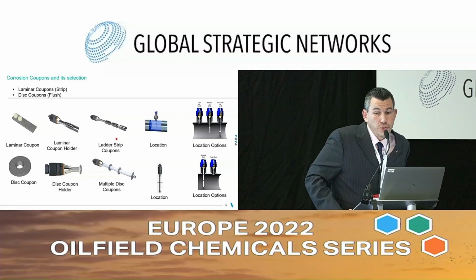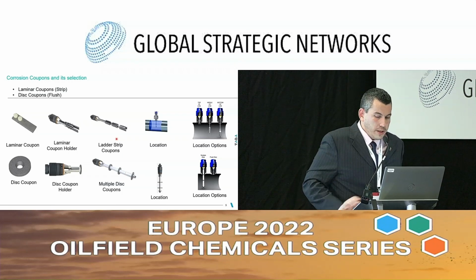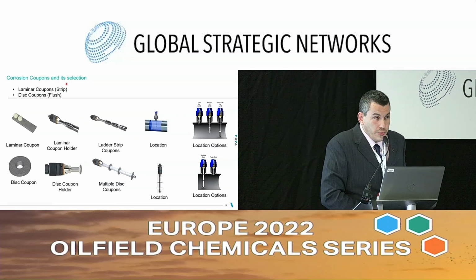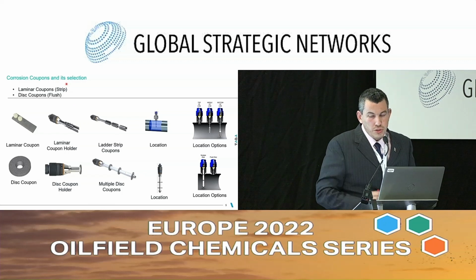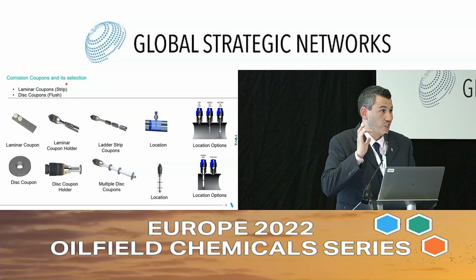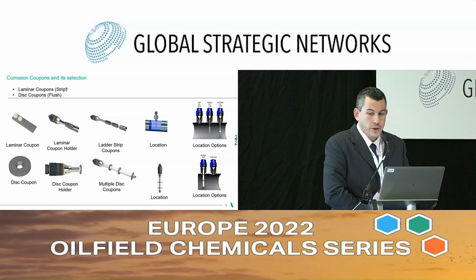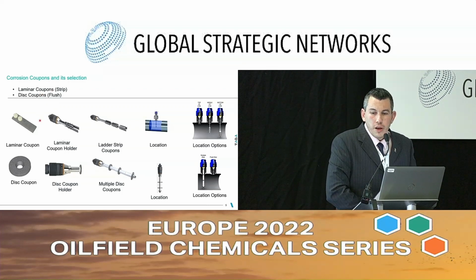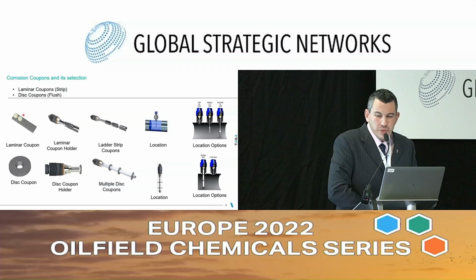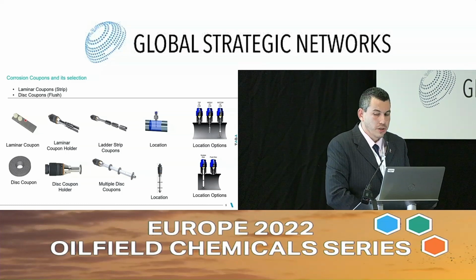Well, basically we have two types of corrosion coupons. We have the laminar type, also called strip. They normally have 3 dimensions: they can be 2 inches long, 3 inches long, or 6 inches long. We also have another type that is called flush disc coupons, also called flush. The type of coupon that we normally use in the oil and gas industry is the laminar one. It's used almost for every application.